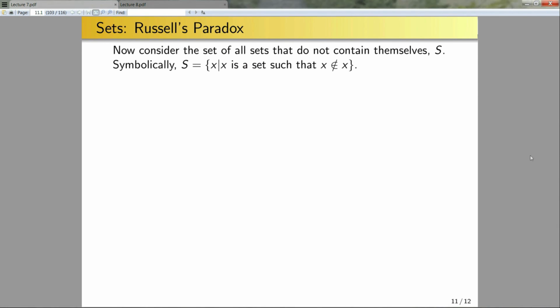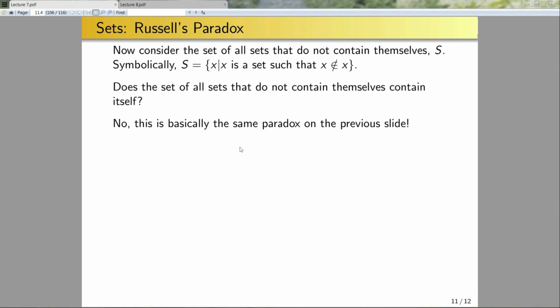Now, similar to the Barber paradox, we can ask a question. Does the set of all sets that do not contain themselves contain itself? You can pause the video here and go through both of the cases, if it does contain itself or if it doesn't, and see what happens. It's similar to the Barber's paradox, so you'll get the same result, but it's good practice to go through this. Otherwise, I am now going to go through it.